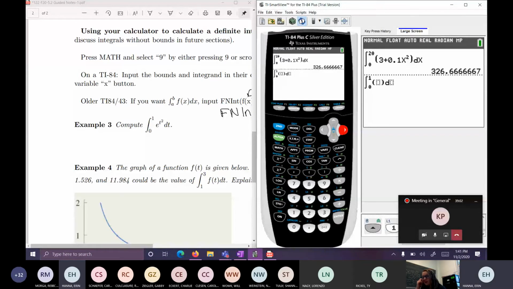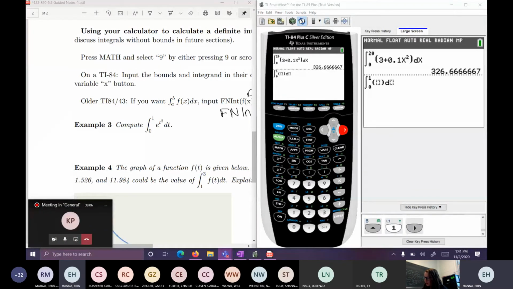Remember, you get your E button by doing second division. So do the second division to get the E. If you're on an older version, make sure to put parentheses around the x squared, or else it's not going to like it. So if you have an older version that has to do the fnInt, the first thing you'll want to type in is E caret parenthesis x caret 2 parenthesis. So yeah, hopefully no one has an older version because those get tedious.